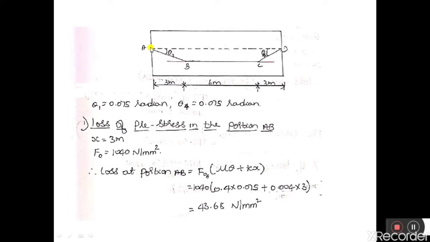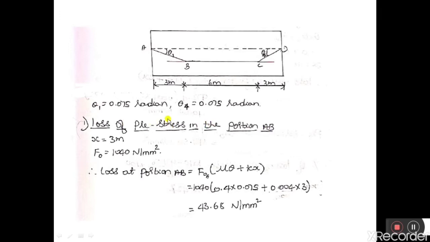So the cable has been pulled at A. Then what will be the effective prestressing force that will be available at B? What will be the loss of prestress between A and B? So first let us consider the portion AB, the loss of prestress in the portion AB.